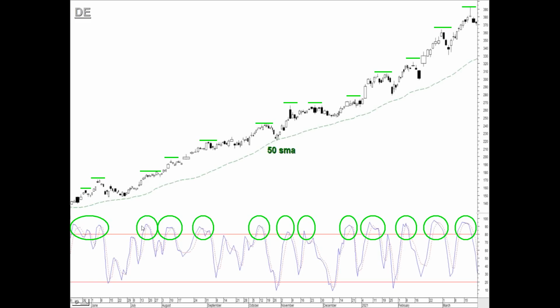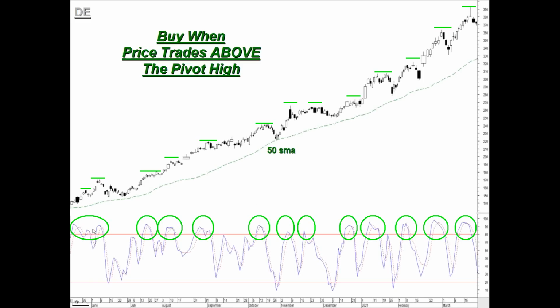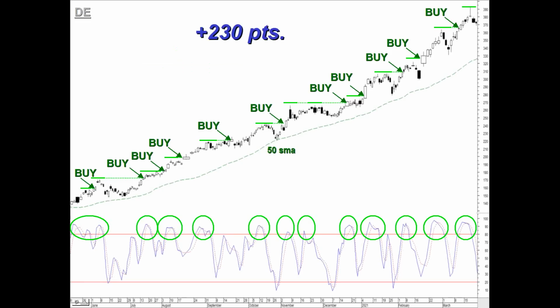And now we go to the fourth and final step, which is to buy when price trades above the pivot high. That's it. Okay, as long as price is above the 50, you can buy once we trade above, and it doesn't have to close there, it just has to trade there, okay? Now, had we taken the very first one back here in May or June, potentially we could have captured 230 points if we decided to stay in. Now, I can tell you right off the bat, I wouldn't have stayed in for that long, but who knows?